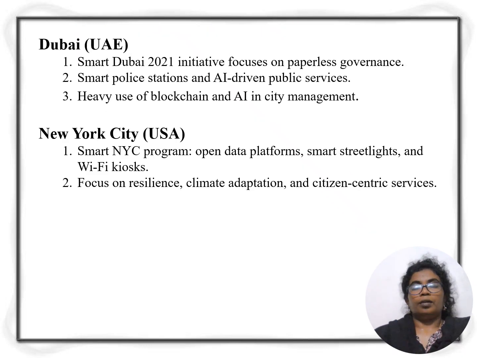Next one is Dubai. The Smart Dubai 2021 initiative focuses on paperless governance, smart police stations and AI-driven public services, with heavy use of blockchain and AI in city management. The final example is located in the USA, New York City. The Smart NYC program includes open data platforms, smart streetlights and Wi-Fi kiosks. It focuses on resilience, climate adaptation and citizen-centric service. These are all examples of smart cities globally.